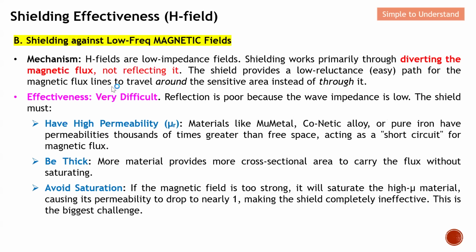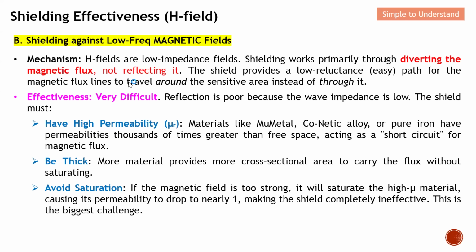Next, it is slightly more challenging when we want to build a shield against low frequency magnetic fields. This may even have no simple solution. Let's take a look here. The H field is a low impedance field. If you still remember, the E field is high impedance, but the H field is low impedance. Hence, the shielding works primarily by diverting the magnetic flux. At low frequency, both absorption and reflection are totally ineffective. So the only way is to divert the magnetic field, which I'm going to explain later on.